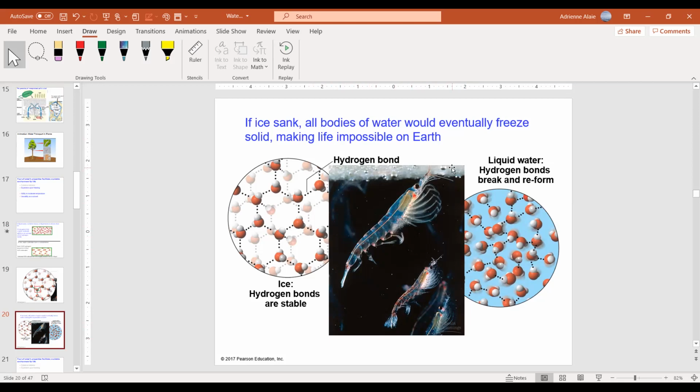So when you're looking at this ice cap, basically, it insulates the water underneath and it allows life to go on underneath this ice cap. So ice not sinking is extremely helpful for life on Earth. So that's very helpful. So let me show you my other video, and then I will release you.